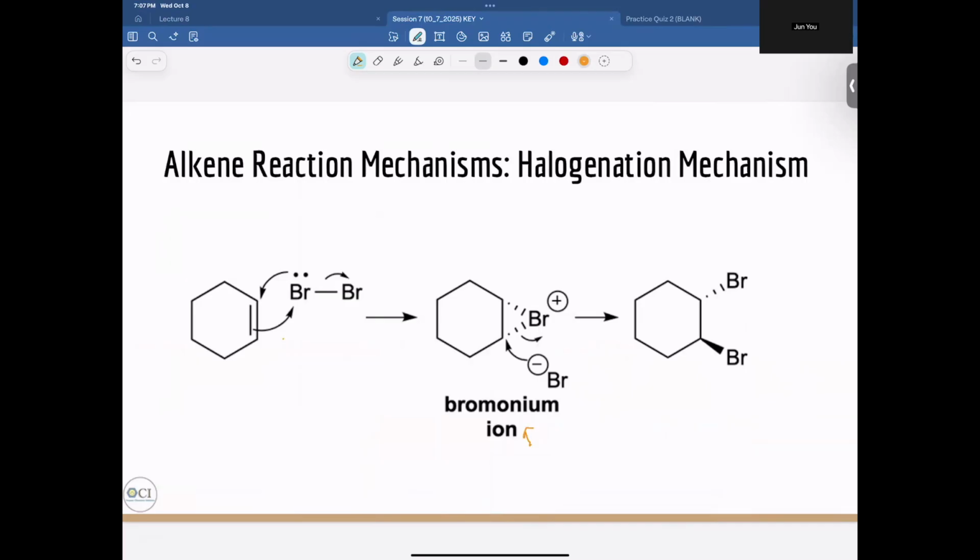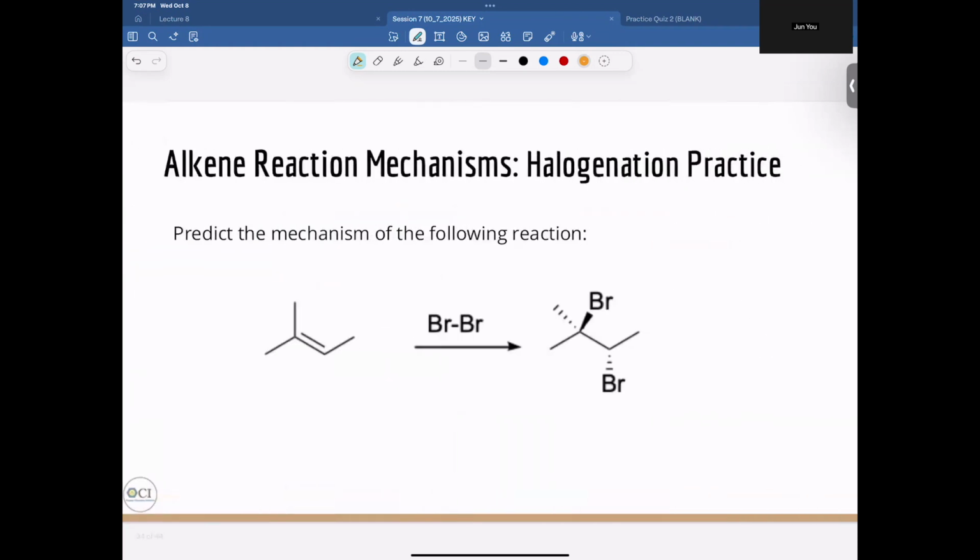So we see that double nucleophilic attack at the start. It forms this bond right here to the bromine. This could also be this, doesn't really matter. And then we have a bromine come and attack one of those, and it would form an anti-configuration. You see that here. Predict the mechanism. Can we draw the mechanism for this?